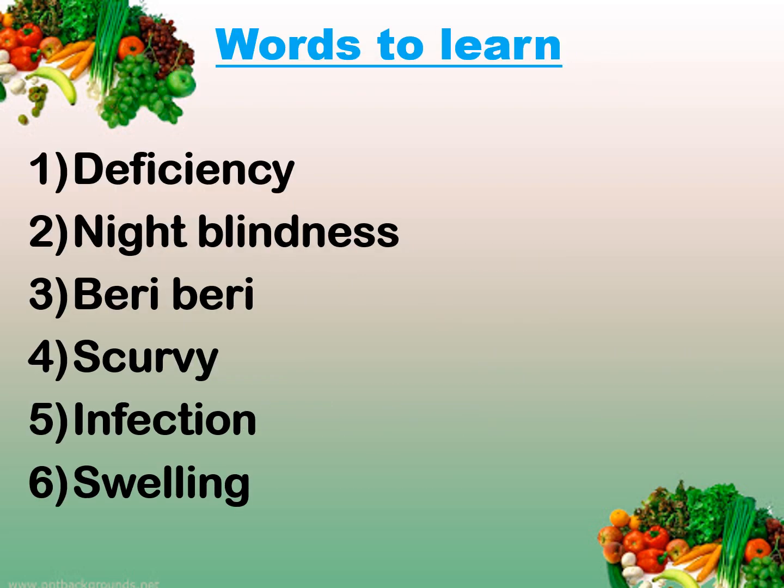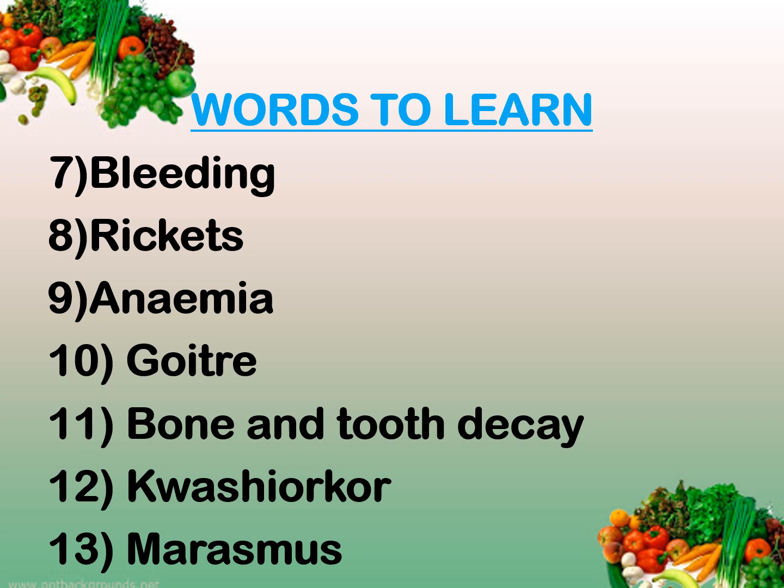Now, let us see the words to learn. Deficiency, night blindness, beriberi, scurvy, infection, swelling, bleeding, rickets, anemia, goiter, bone and tooth decay, kwashiorkor, marasmus.